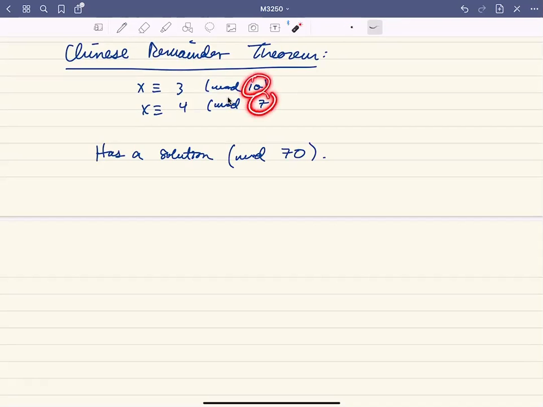If we were to have two moduli here, say this is mod m and this is mod n, we'd have a unique solution mod m times n whenever they're relatively prime. So here it's important that 7 and 10 don't share any common factors other than 1. If the two numbers are not relatively prime, then you might not be able to find a solution, or you might be able to find more than one solution. But we're going to concentrate on when those two moduli are relatively prime.